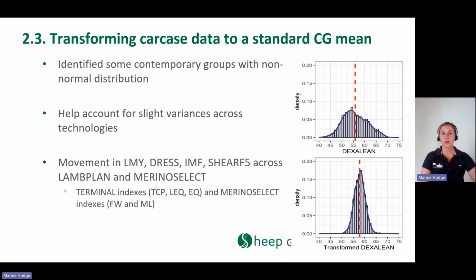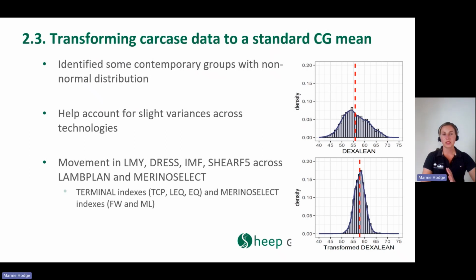It was identified that some contemporary groups had a non-normal distribution. If we look at the top graph, which is DEXA lean meat yield and its distribution, we can see that this isn't normal. Where this same data has been transformed to a standard contemporary group mean, shown in the bottom graph, we can see that the data distribution is more normal. This transformation for carcass traits has helped to account for slight variances across technologies which capture carcass and eating quality data.